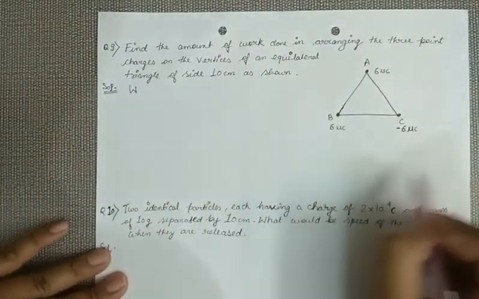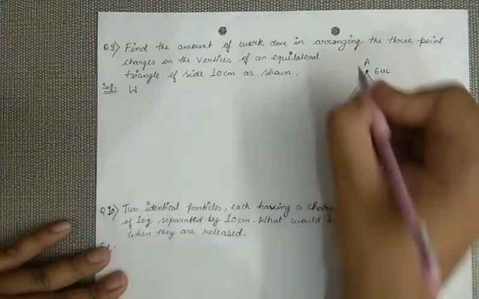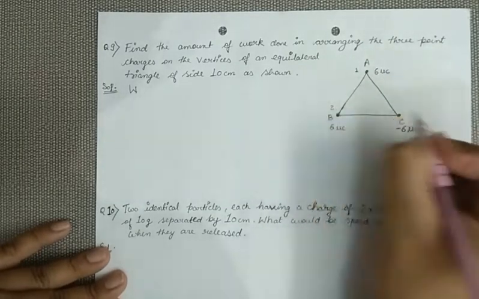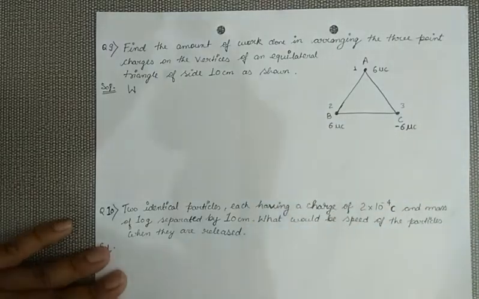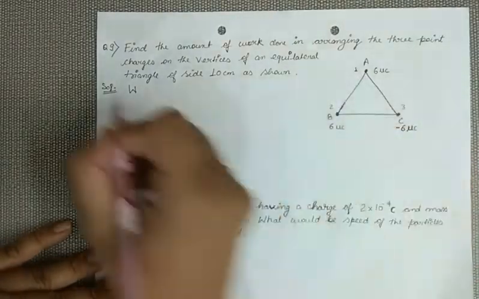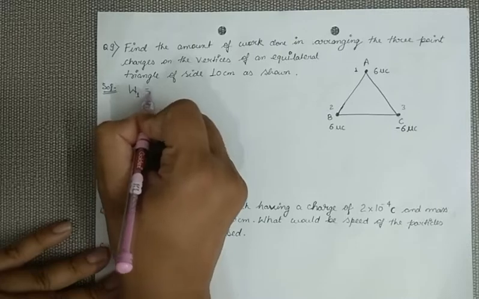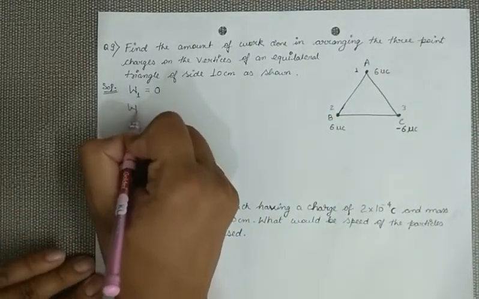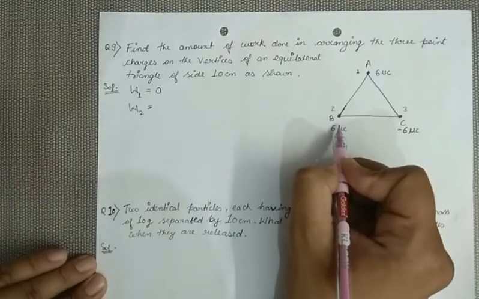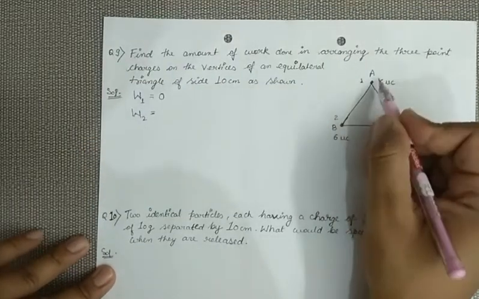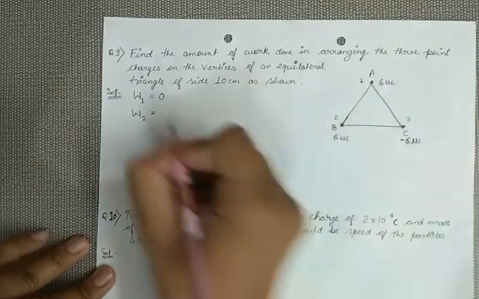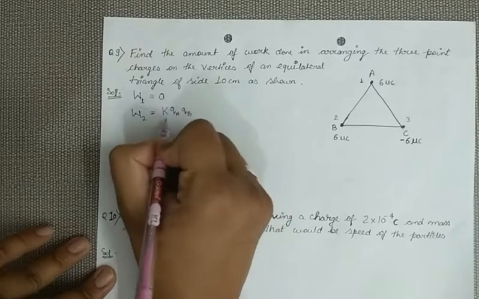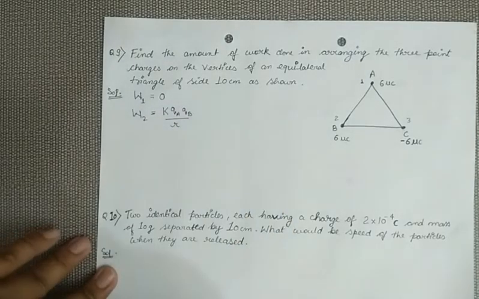Now all these three are not brought at the same time. Suppose this is the first charge which is brought in the system, this is the second charge, and this is the third charge. When the first charge is brought, the work done is 0. No work is done by this first charge. So work done by the second charge, it has to do the work against this first charge. Only they two will perform the work done. So K, charge at A, charge at B upon distance.